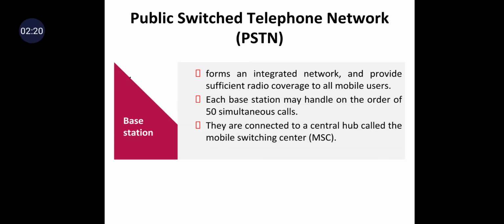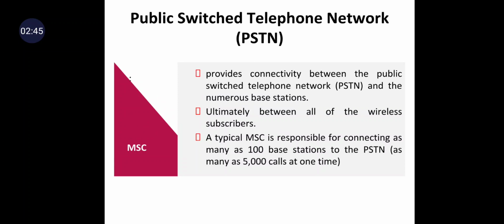And then we have the base station. The base stations form an integrated network. They provide sufficient radio coverage to all mobile users. Each base station may handle on the order of 50 simultaneous calls. There are many base stations in a particular region. They are connected to a central hub, and the central hub is called the MSC. MSC is Mobile Switching Center.